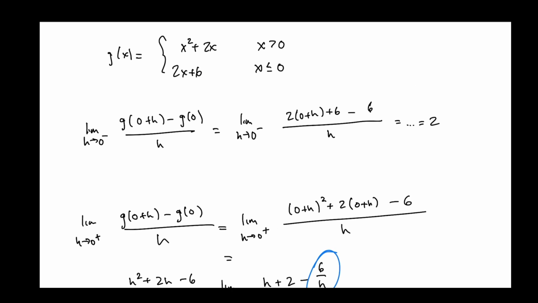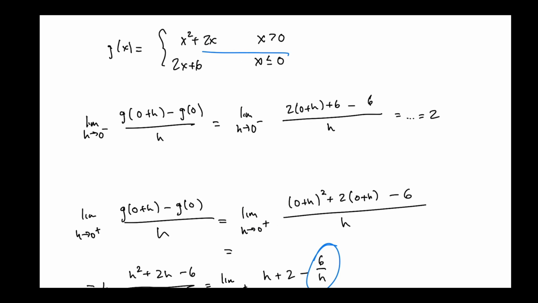Well, what's g of 0? G of 0 has to be defined by the first one. Okay, now, here's another reason why this is happening.